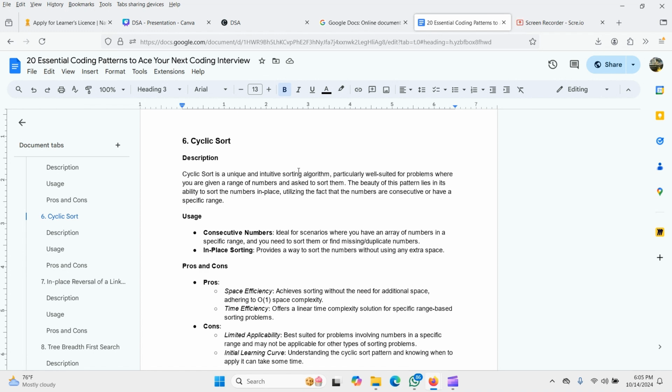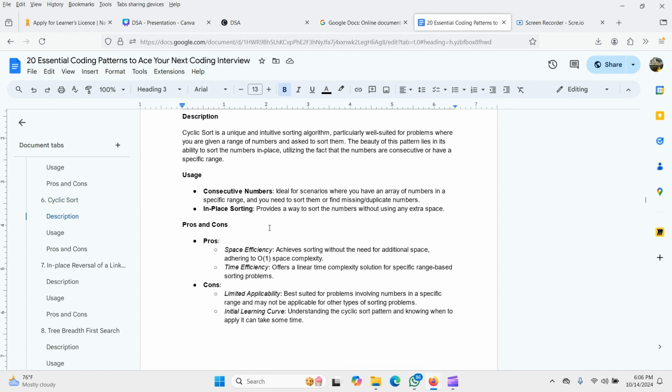So where is the usage? It can be used with consecutive numbers. That is ideal for scenarios where you have an array of numbers in a specific range, and you need to sort them or find the missing or duplicate numbers. Next, you can use it for in-place sorting. It provides a way to sort the numbers without using any extra space. Next, what are the pros and the cons of this?